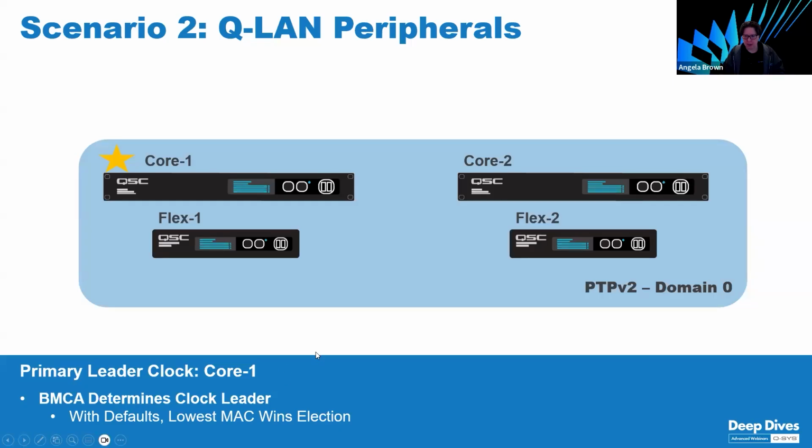So in this scenario, our Core 1 has the lowest MAC address, and it will win, and it becomes the clock leader. And it's the clock leader for Core 1, Core 2, Flex 1, and Flex 2. So be aware that once it becomes the clock leader on the network, all the devices are going to sync to it. And you're saying to yourself, well, but Flex 2 is actually attached to Core 2. Sure, but there's only one clock leader on our network because everything is talking, everything is in the same network. Flex 2 is going to get its timing and be a follower to Core 1 for our Grandmaster clock.